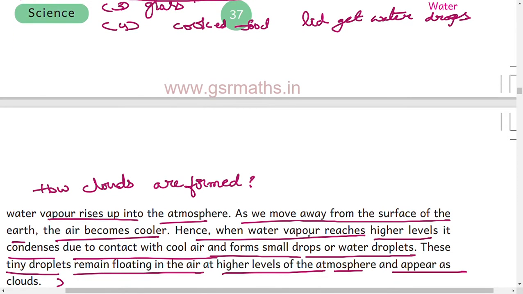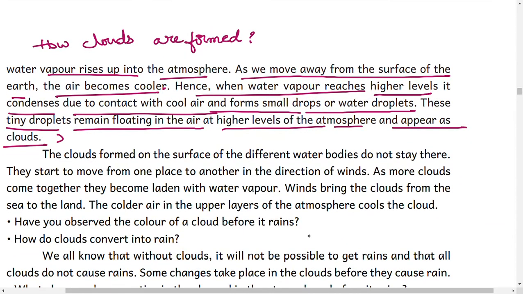This water vapor rises up into the atmosphere. As we move away from the surface of the earth, the air becomes cooler. Hence, the water vapor reaches the higher level. It condenses due to contact with the cool air and forms small drops of water, or water droplets. These tiny droplets remain floating in the air at higher levels of the atmosphere and appear as clouds. So this is the answer for how clouds are formed.